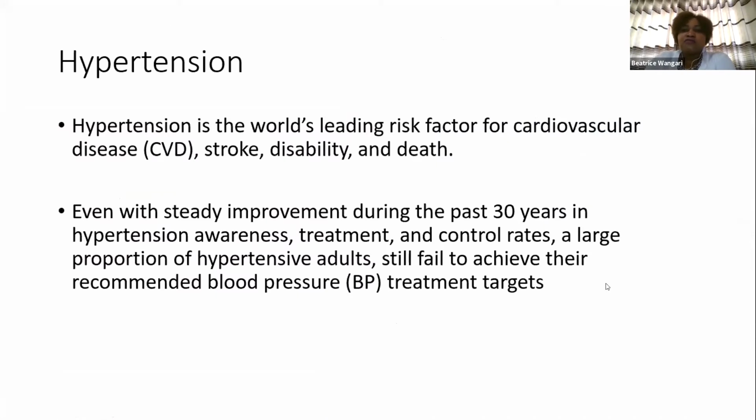So just as a form of introduction, we know that hypertension is the world's leading risk for cardiovascular disease, including also for stroke, cause of disabilities, and also cause of death. Interestingly, even with the improvement over the last 30 years in awareness, treatment, controls, still we have a large proportion of hypertensive adults who fail to achieve their blood pressure targets, even with multiple medications.